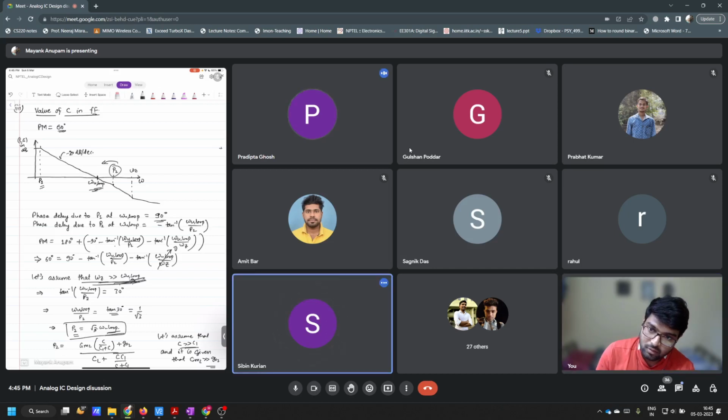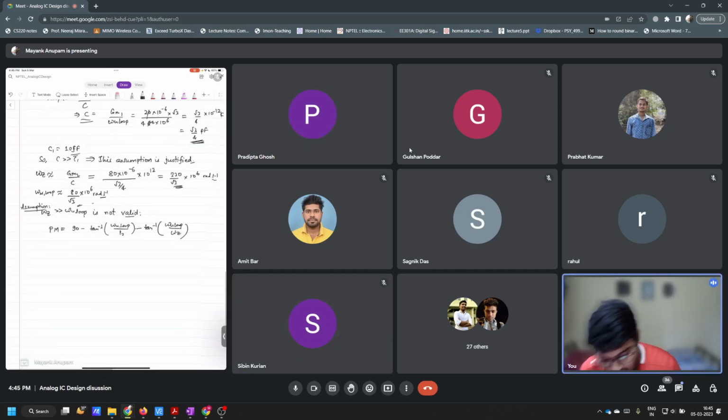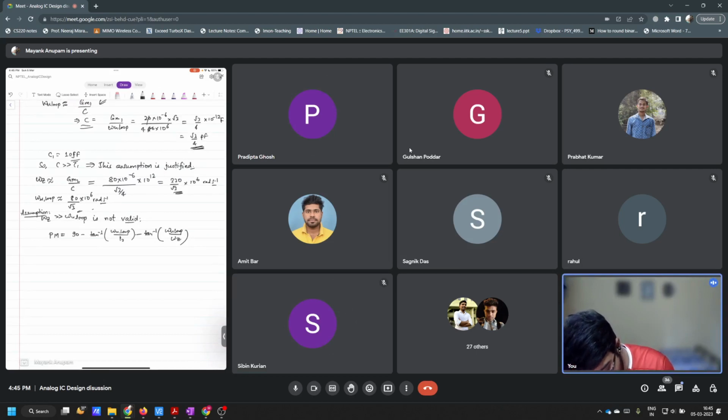Okay, so basically here you see, if you assume this, then you get an answer here: omega u loop is equal to something, omega z is equal to something, capacitor C is equal to something here. And you see that it comes within the required range.